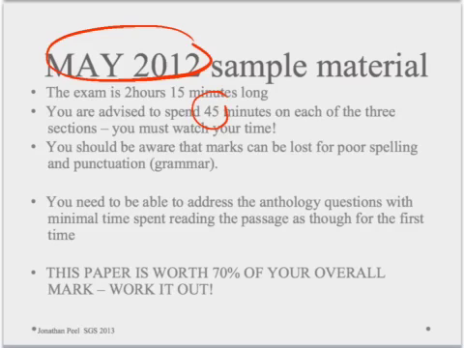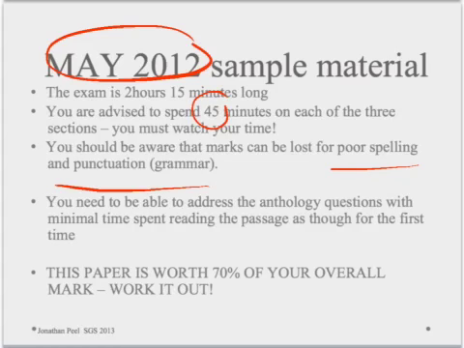You need to be aware that in the 2 creative writing questions, marks can be lost for poor spelling and punctuation or grammar. And also to realise that 2 questions in the middle of the paper are based on or around the Anthology, section A, that you have studied, and the less time that you can spend in the exam reading these passages as though for the first time, the better.